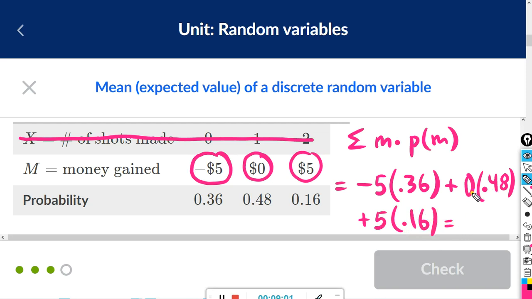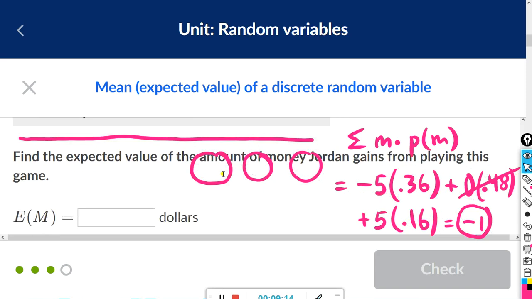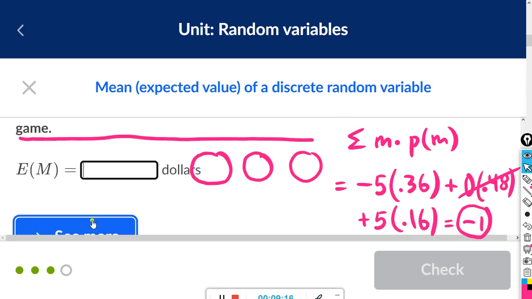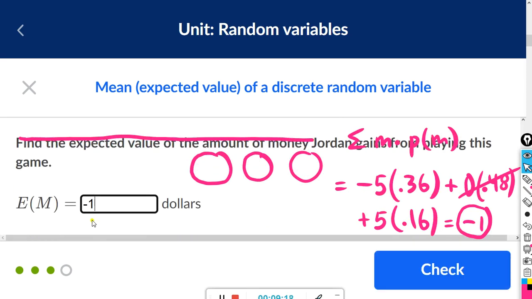Just use the calculator. The 1 times 0 is obviously 0, so we'll calculate the rest. On the calculator, I just get -1. So in other words, he is likely to lose money on this. The average amount of money made, click inside the box, is just -1.